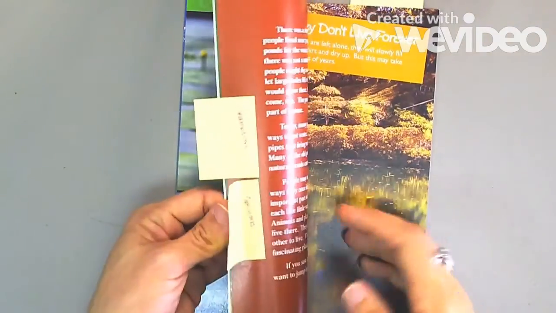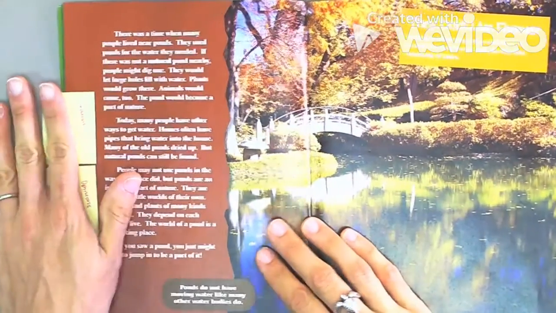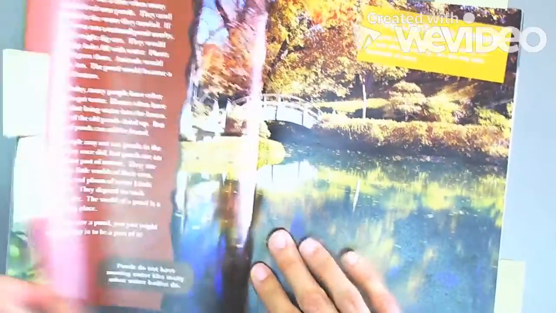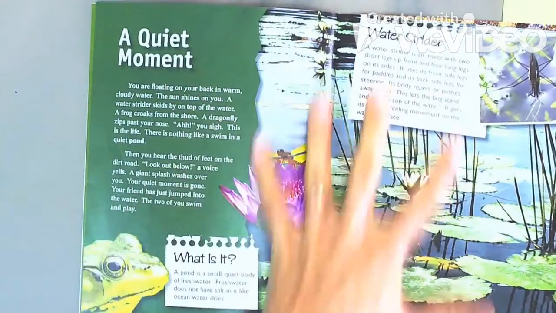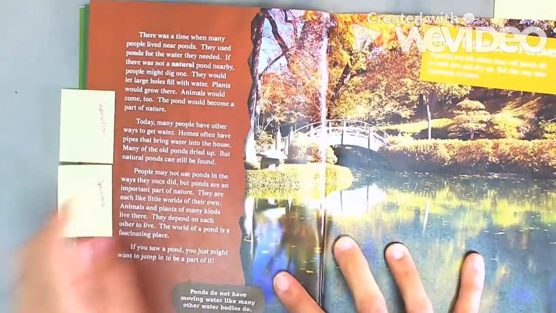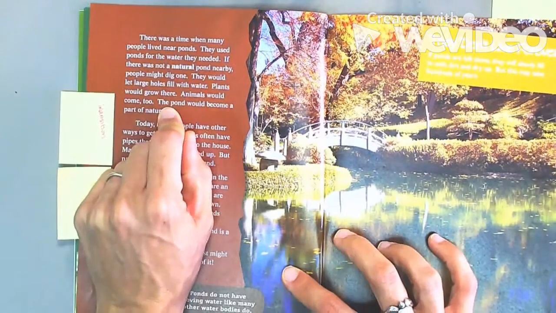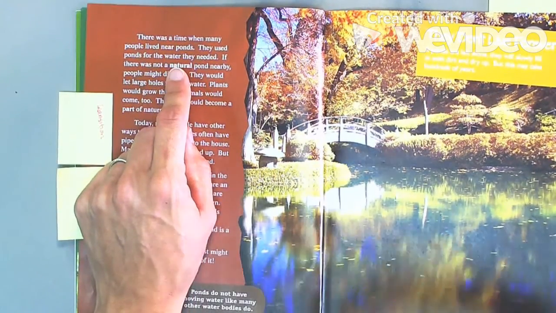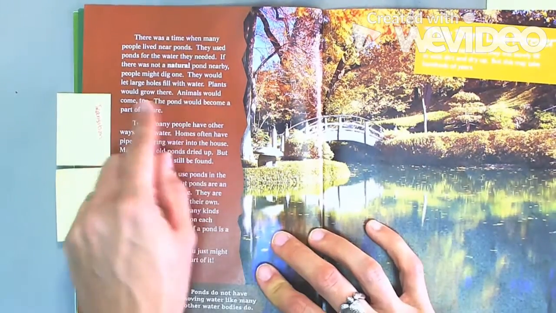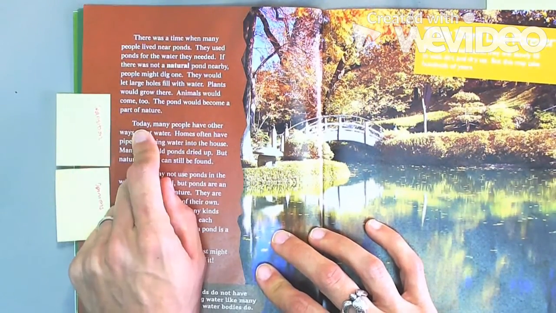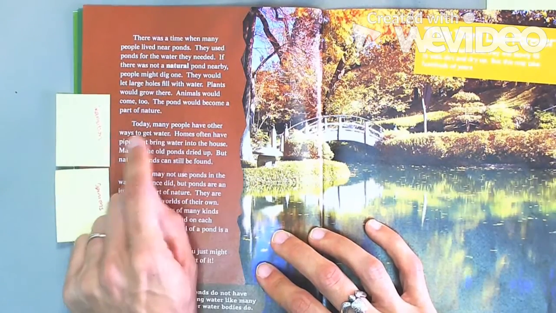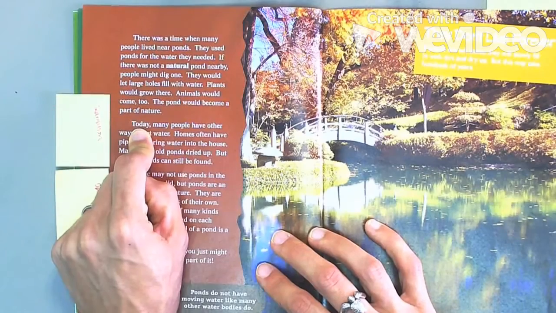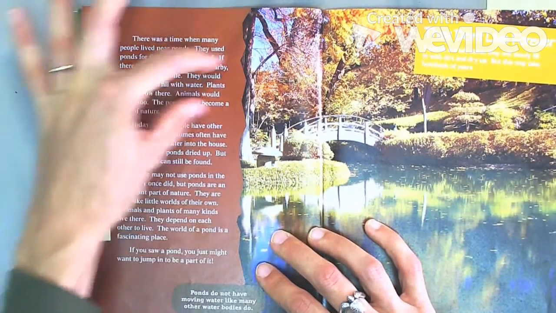So I've identified a few places where we see some transition words. On this page, this is in a section called A Quiet Moment. It's right in the beginning. It's telling kind of the history of ponds. It told about how in the past, people used to live near ponds and they used ponds for water. Okay, so then here, today, many people have other ways to get water. That word today is a transition word. It's kind of moving this part to the next.